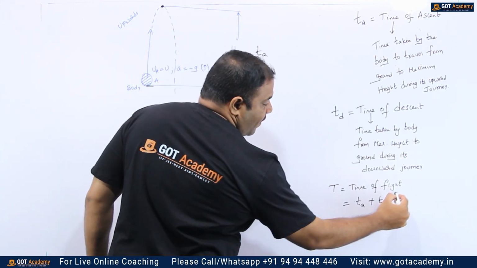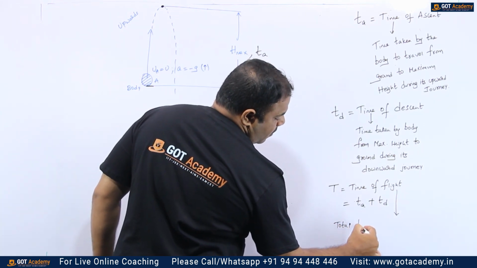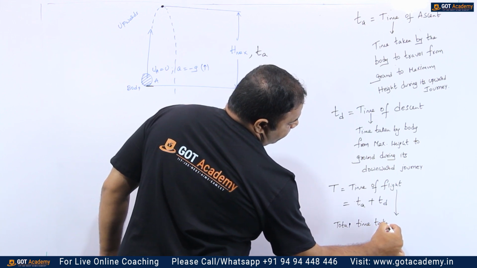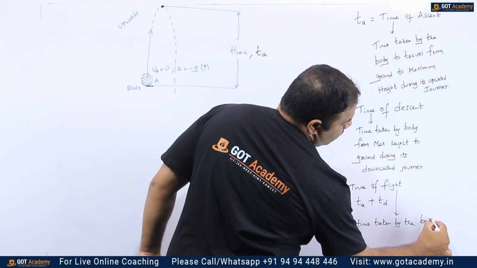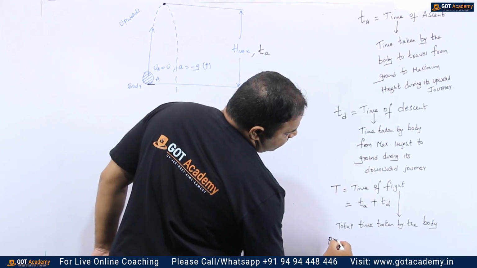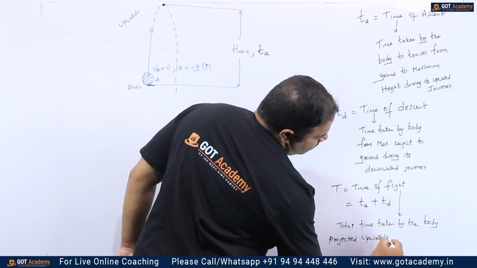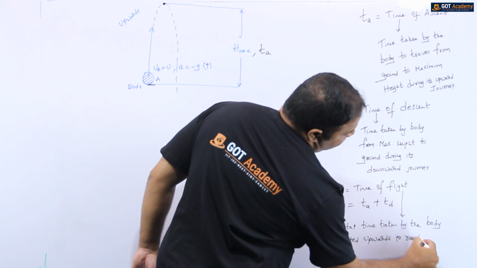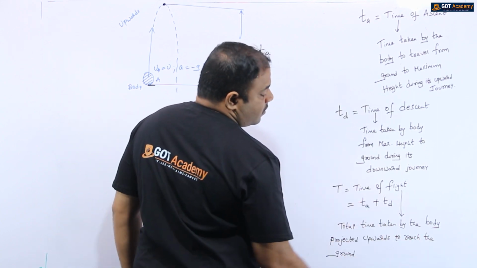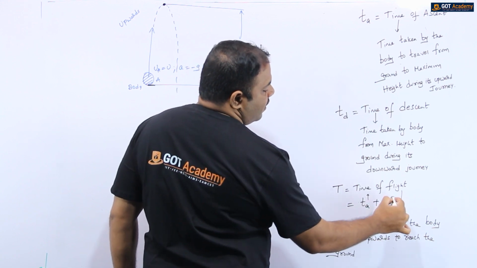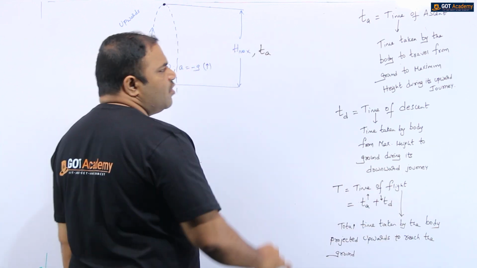So time of flight is defined as the total time taken by the body projected in the upward direction to reach the ground. You could say it like this. In upward motion we say ascent, in downward motion we say descent. Sum of those two.